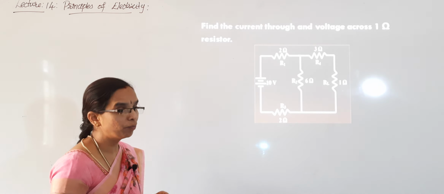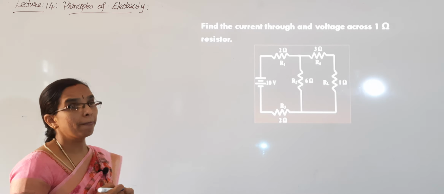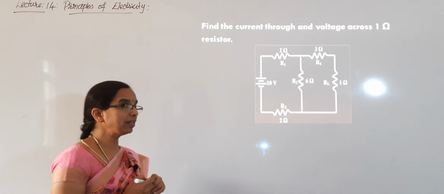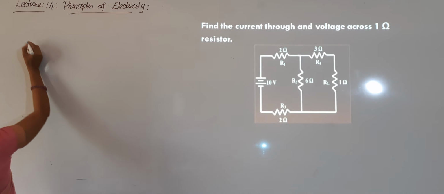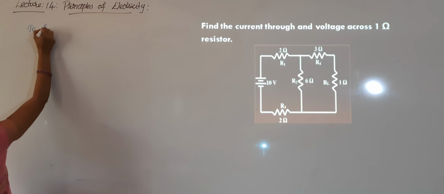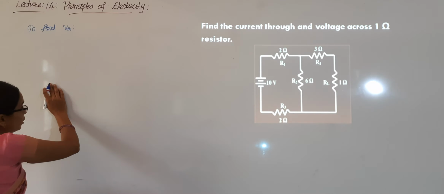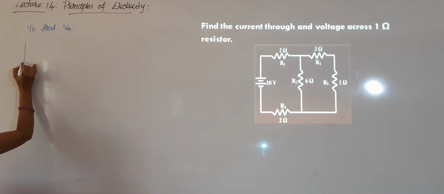value of 1 ohm. So, the first step what we have to do is, we have to remove the resistor whose voltage and current needs to be calculated. That means, the 1 ohm resistor should be removed. To find VTH, here you have to draw the circuit for VTH as well. You should draw the circuit.